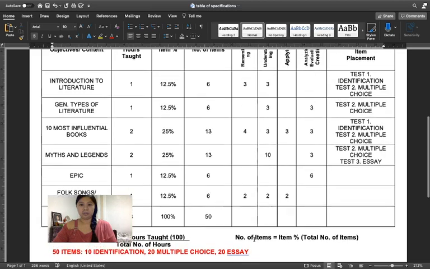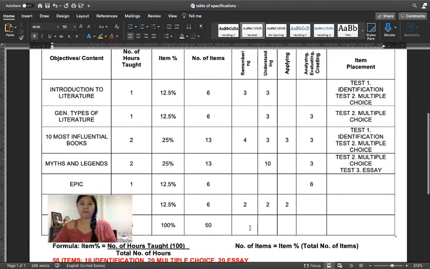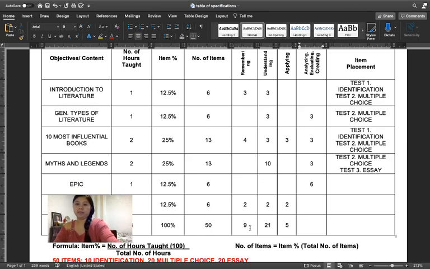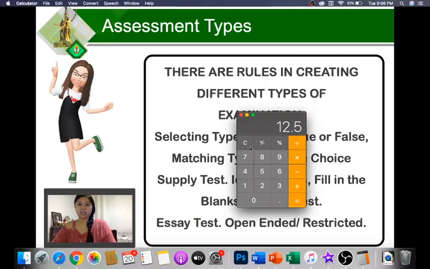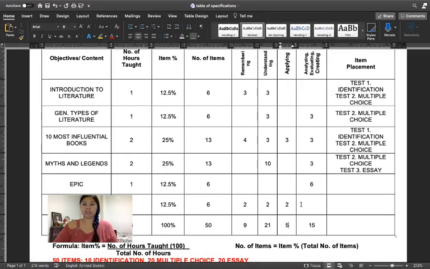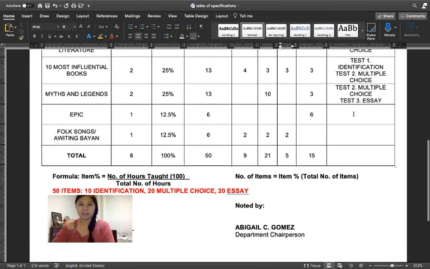Okay. So, let's just have a total. For remembering, you have 9 items. Understanding, 21. Then 5. Then 6, 7, 8, 9, 10, 11, 12, 13, 14, 15. Okay. 9 plus 21 plus 5 plus 15 equals 50. So, we got it right. Okay. So, it's somewhat difficult, but it has to be carefully done.